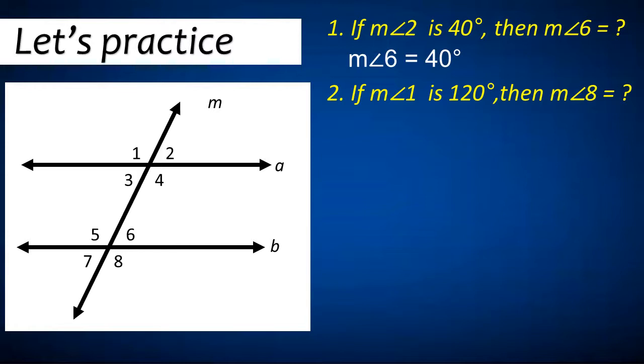Number 2 is another given. If the measure of angle 1 is 120, then what is the measure of angle 8? 1 and 8 are alternate exterior angles. Alternate means they are congruent also. So, angle 8 is 120.